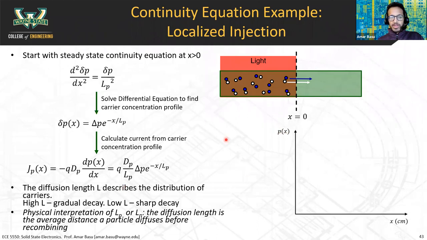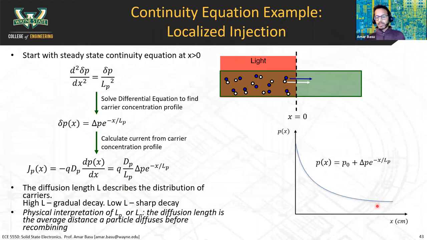So this is the carrier concentration profile. This is your P of X here. I'm sorry, this is P of X, not sigma P of X. It looks something like this, okay? It's an inverse exponential function, and the P of X is equal to P zero plus the delta P. This is the excess carriers, excess hole concentration, and this is the initial hole concentration that's there on the right side, that's not dependent on light.